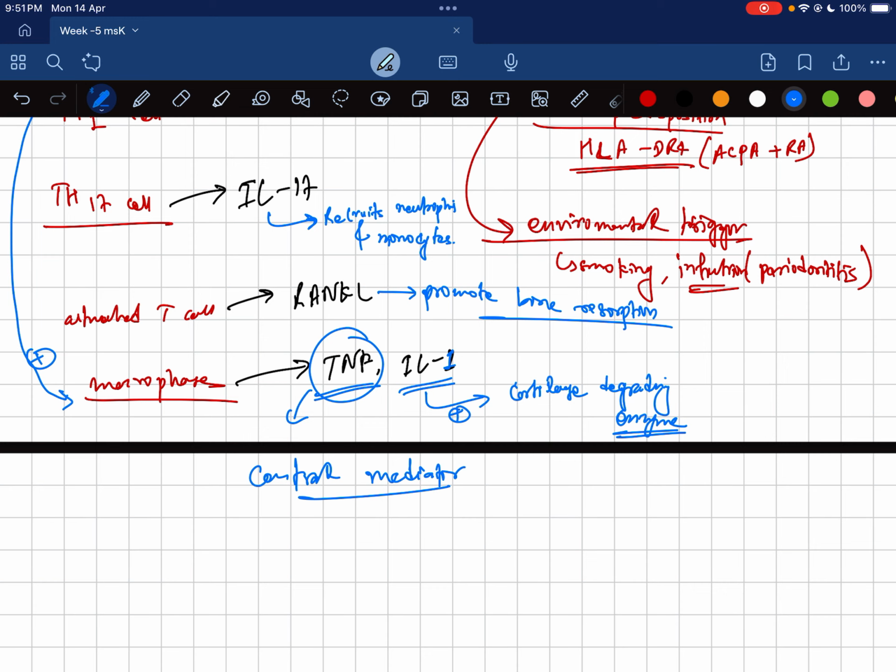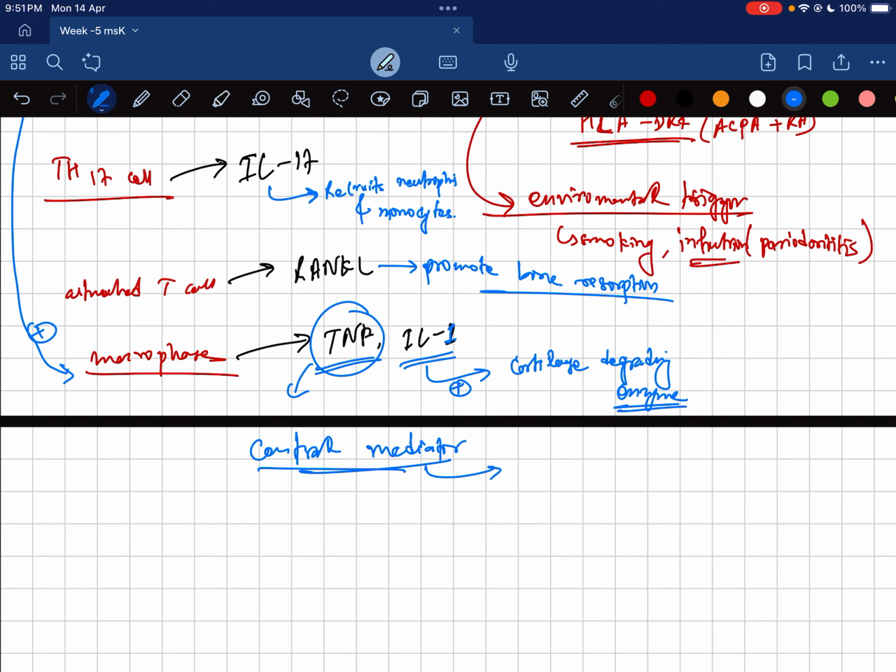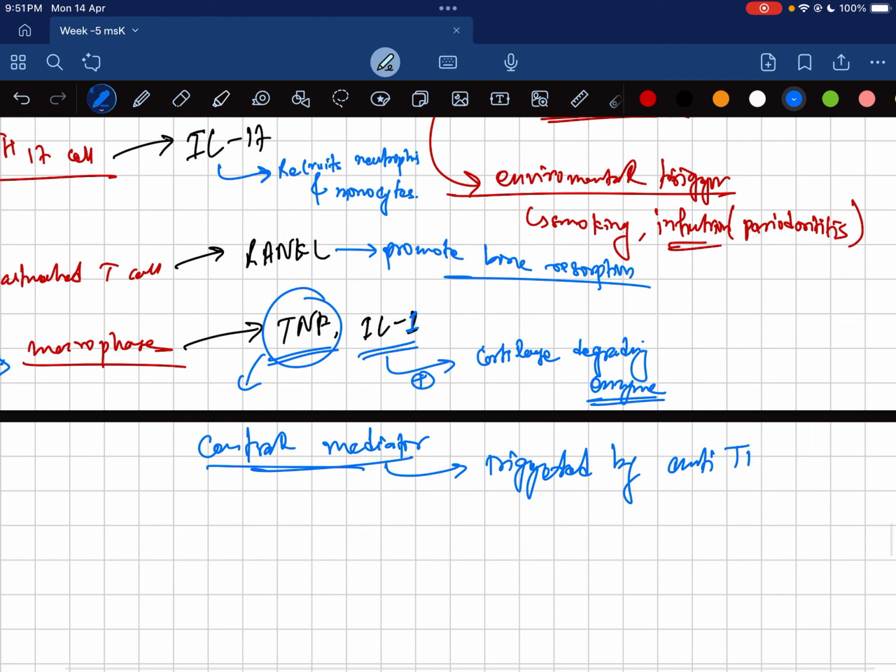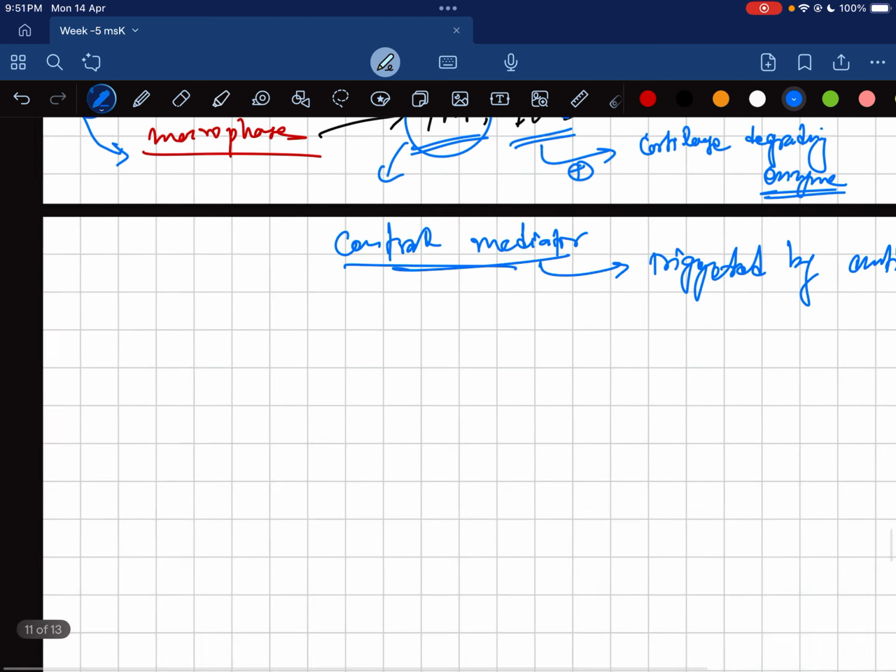TNF is targeted by anti-TNF biological agents, biologics.